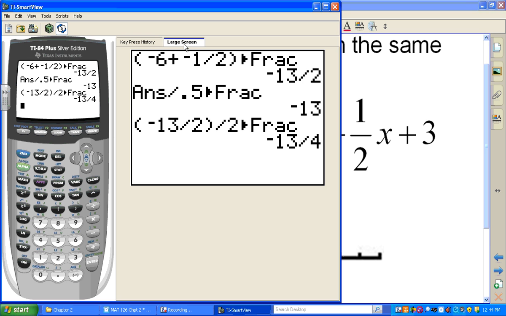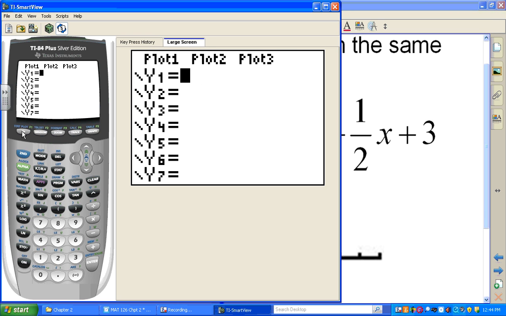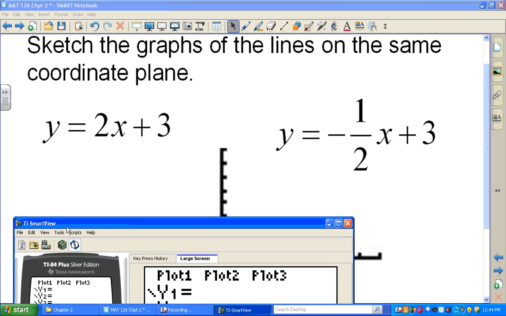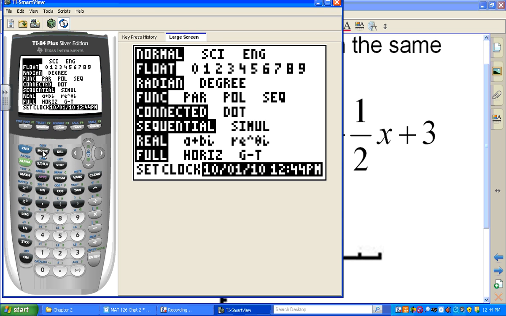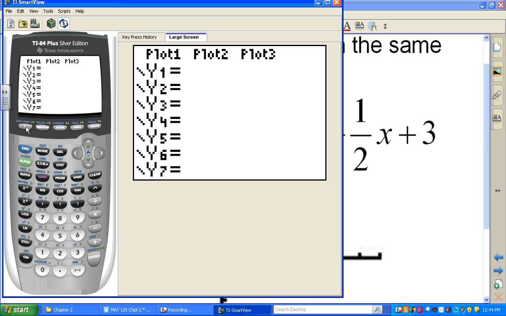And go to the y equals. 2x plus 3 is the first one. Y equals. Make sure that you are in function mode. In fact, make sure everything's along the left. Then we'll go to y equals 2x plus 3. So far, so good.